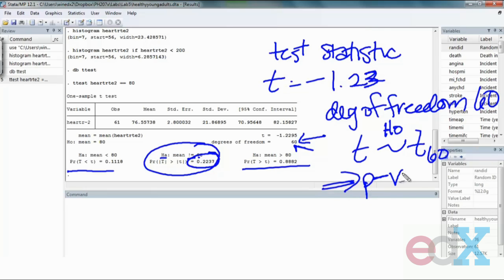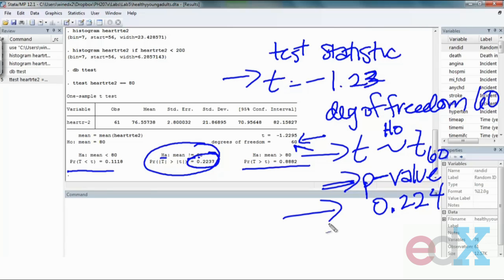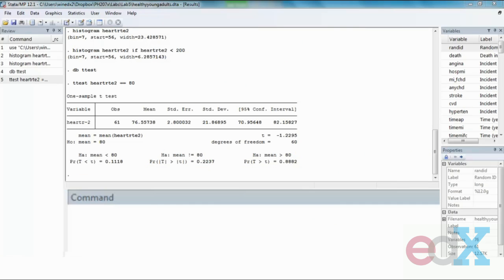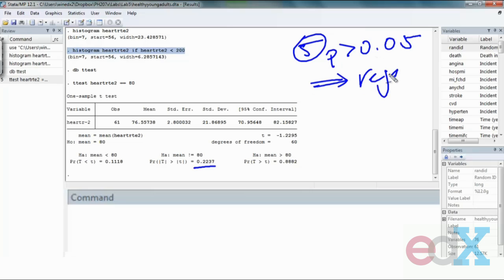Given that null distribution, we can then say that my p-value is 0.224. So anytime you're presenting a test statistic, you can see this logical progression: here's my test statistic, here's the distribution of the test statistic under the null hypothesis, which leads me to my p-value. Given that my p-value is 0.2237, in step 5, I know that since p is greater than 0.05, I'm going to fail to reject. So in step 5, I fail to reject my null hypothesis.